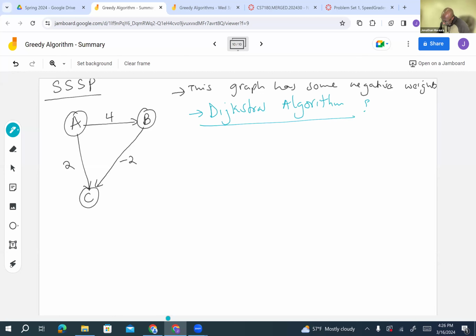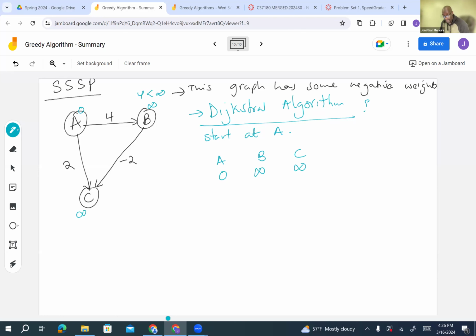Let's think about this. Let's run Dijkstra's algorithm, and we say start at A. This is A, B, and C. It will start off with A as 0, then infinity, then infinity. Now A is 0. We're going to consider the two vertices adjacent to A. A to B is 4. So 0 plus 4 is 4, and 4 is smaller than infinity.